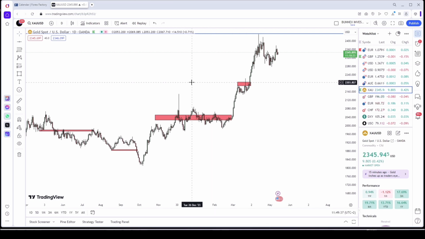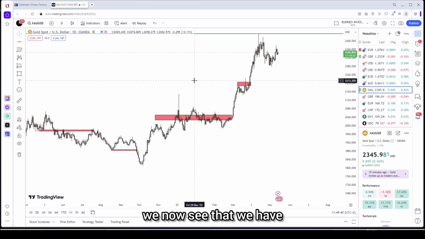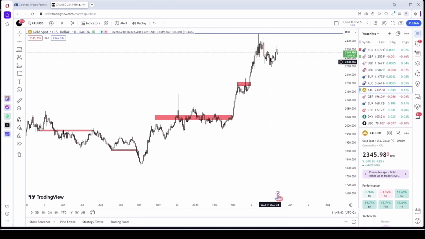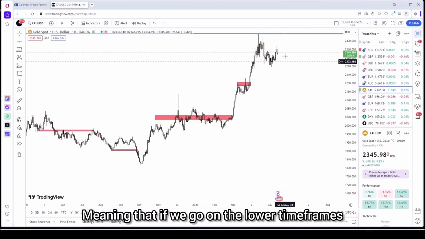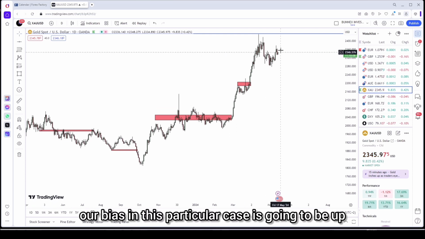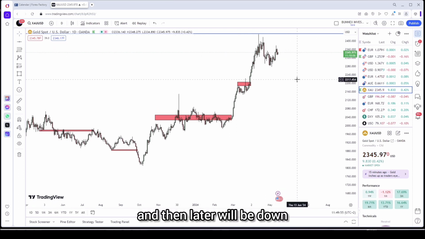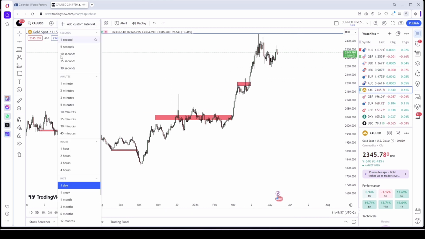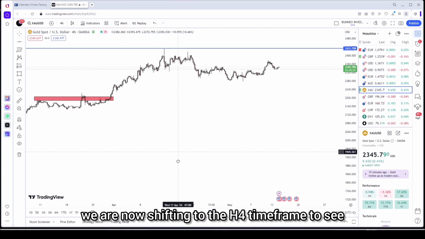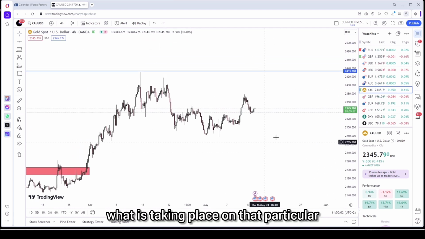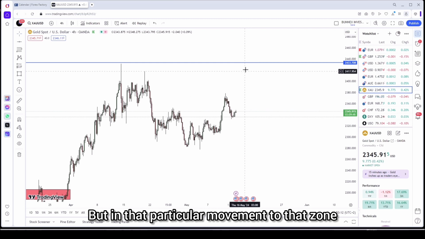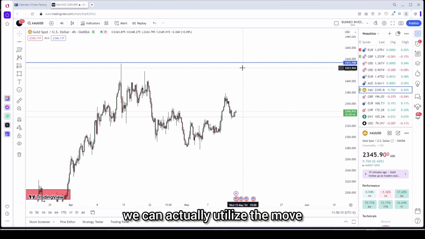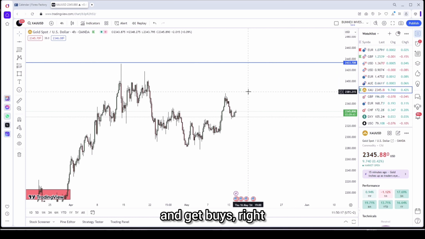With that in mind, on the daily time frame, we now see that we have a move towards the first leg level like that. Meaning that if we go on the lower time frames, our bias in this particular case is going to be up, and then later will be down. So on the lower time frames, we are now shifting to the H4 time frame to see what is taking place on that particular time frame. We've said we need to reach this zone for us to look for shorts, but in that particular movement to that zone, we can actually utilize the move and get buys, right?